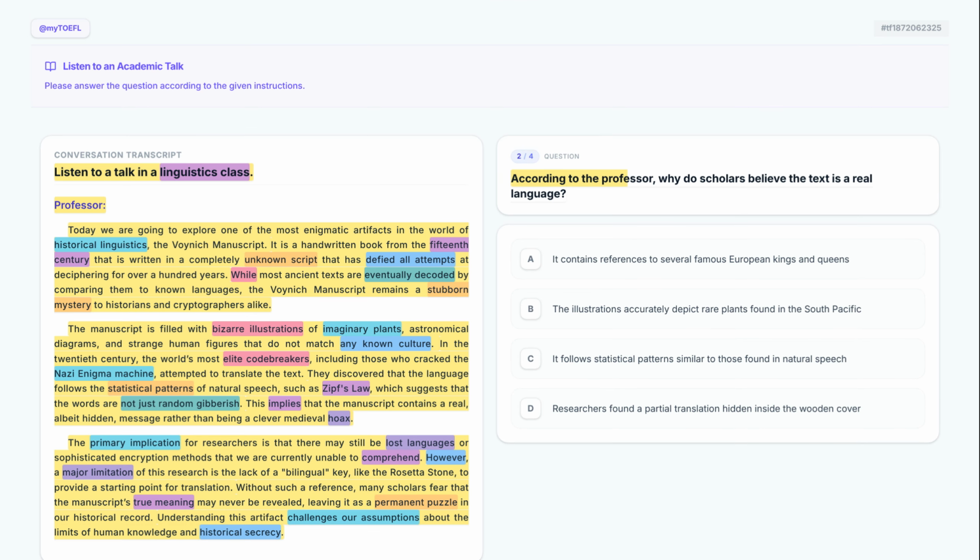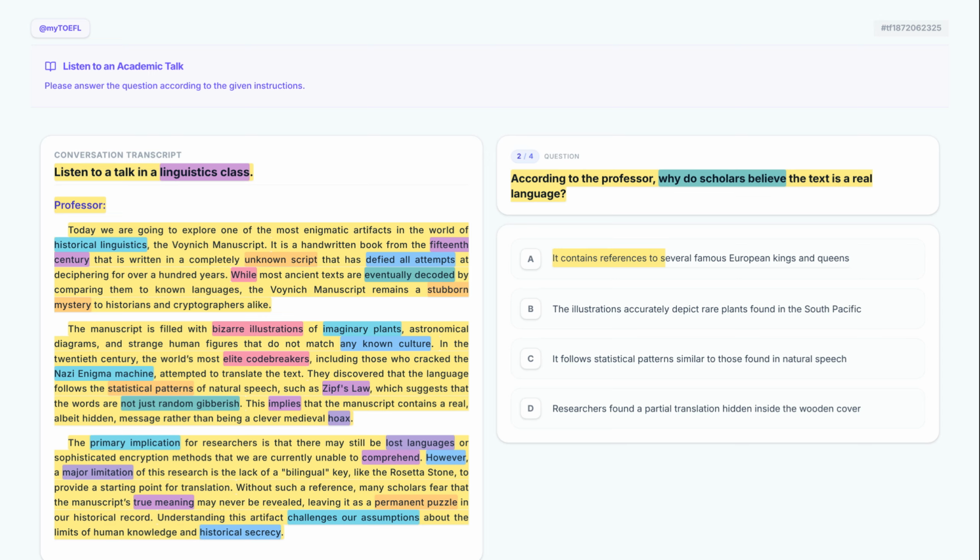According to the professor, why do scholars believe the text is a real language? This question asks for specific detail. Why do scholars believe the text is authentic? Look for the evidence that separates the text from a hoax. Let's analyze option A.